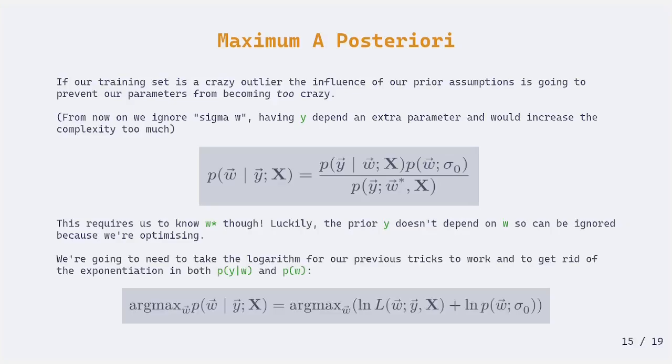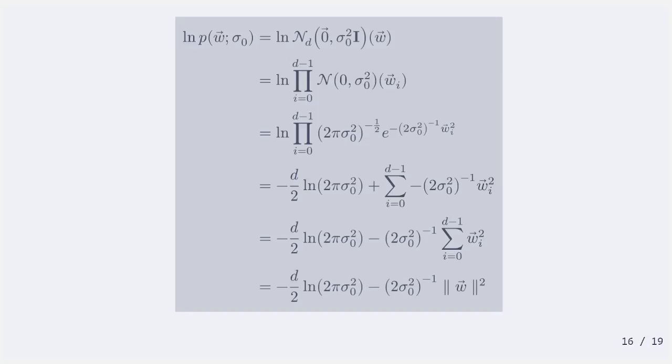So the w that maximizes the probability that these are the correct parameters, given that we've seen this data, is the maximum of the log likelihood plus the log of the probability of our parameters. So let's have a look at what the log of the probability of our parameters is. Again, we start by unpacking our crazy multidimensional normal distribution into this product, because again, it's just a bunch of independent probability distributions next to each other.